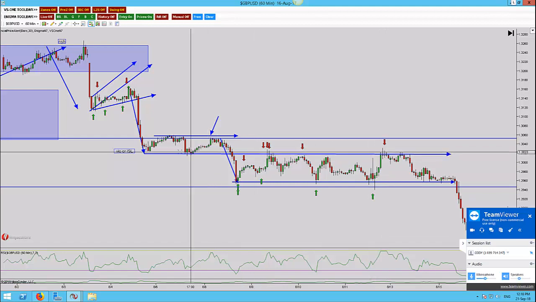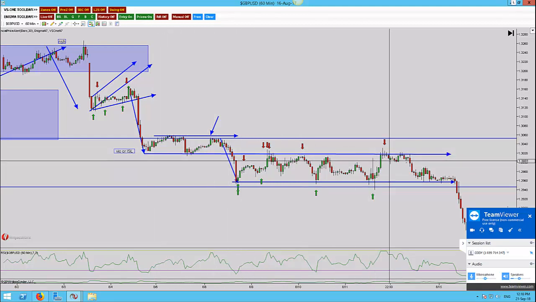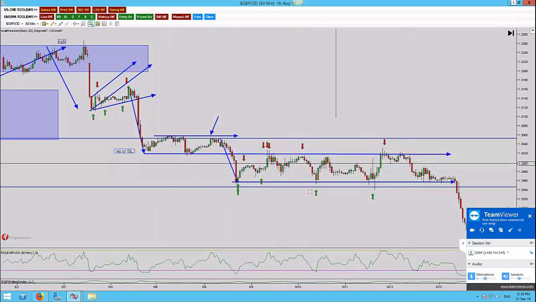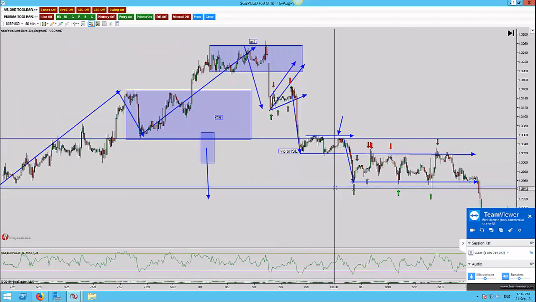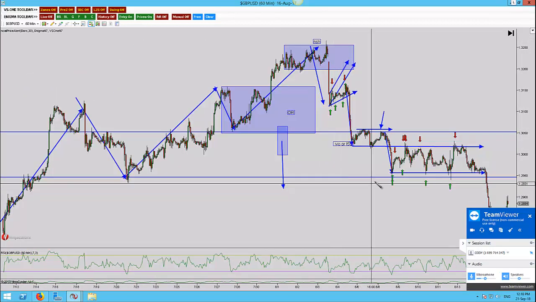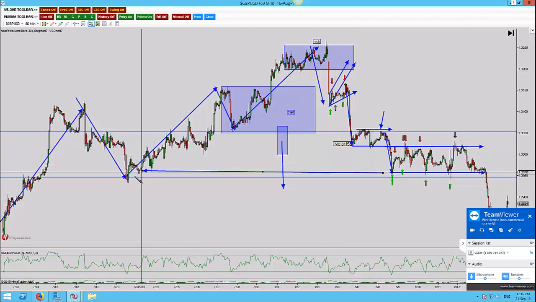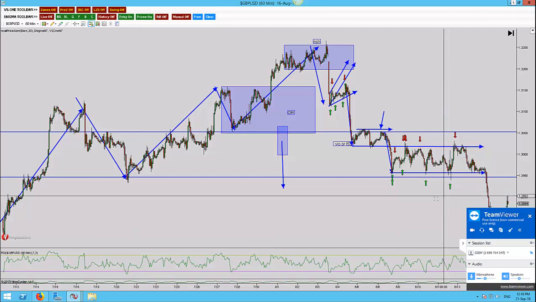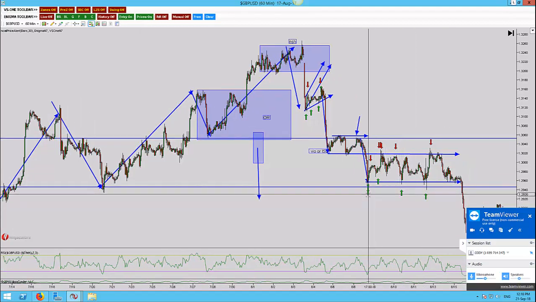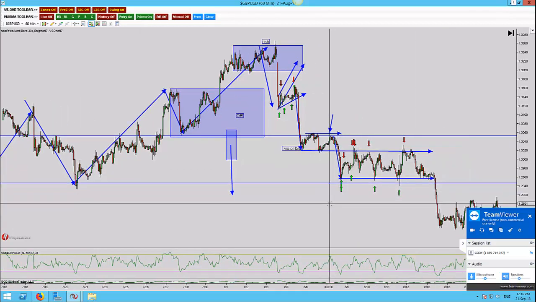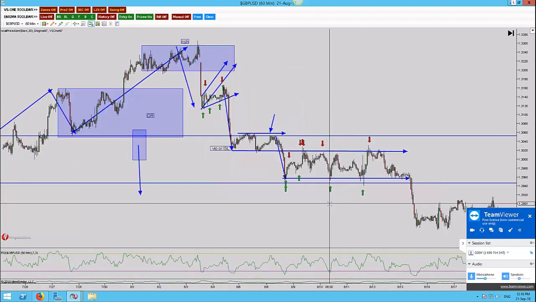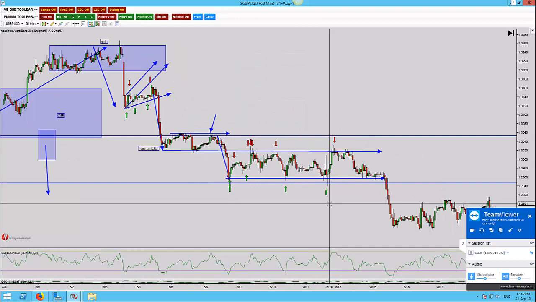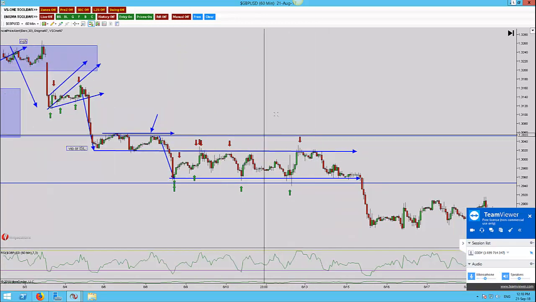And look at the number of tests, and again look at the structure level. And let's look left. The problem we have here again is this structure level. Now again, we have not violated it, so we don't know that price is going to come lower. However, I'm going to be a little bit more advanced here. This is a trade I would have taken, and I'll tell you why.